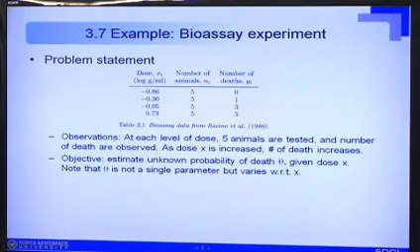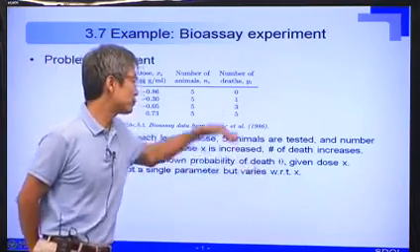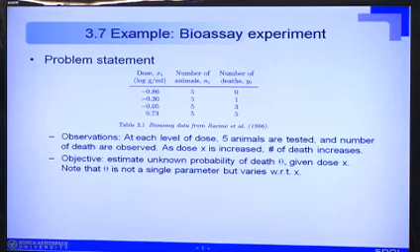And the objective is still the same. We'd like to estimate the unknown probability of death denoted by theta here. But in this case, theta is not just a constant. It's a function with respect to x. And in this particular problem, I assume that theta will vary as a linear function of x.